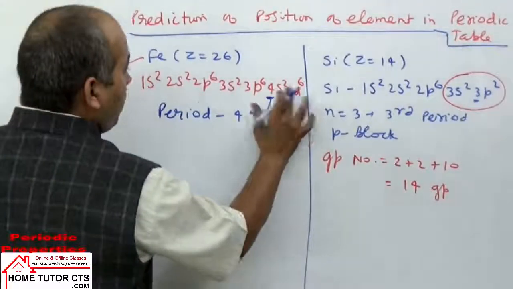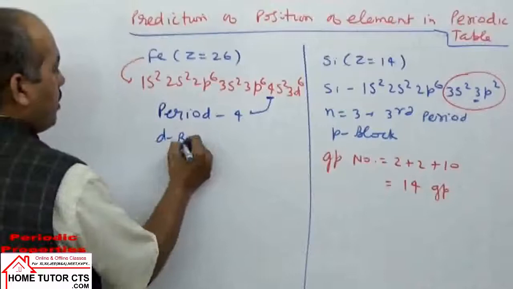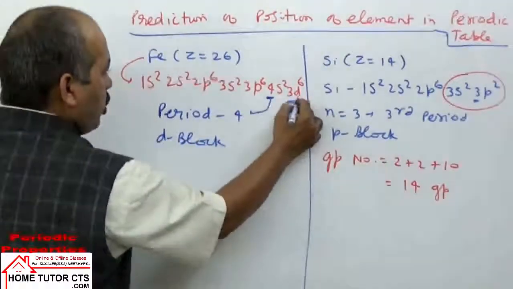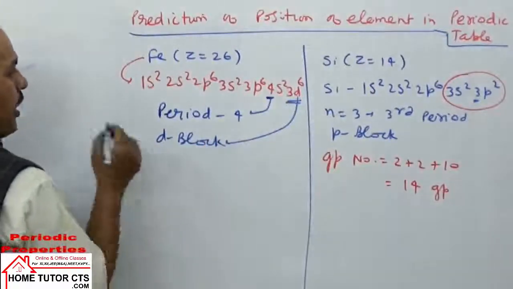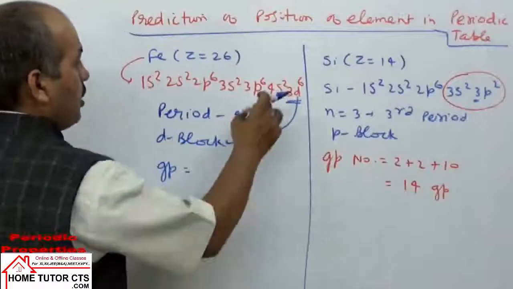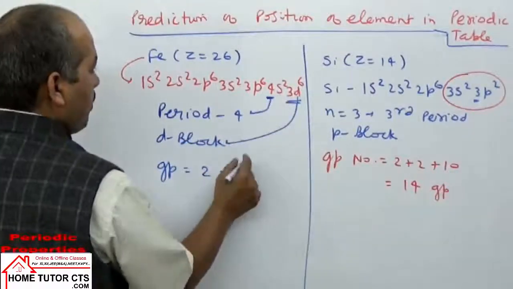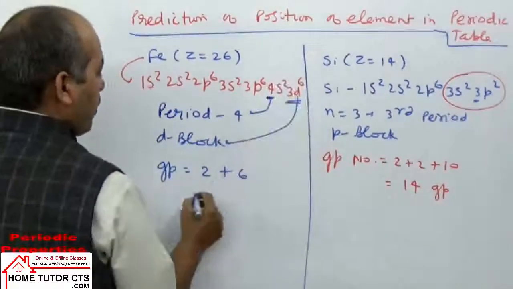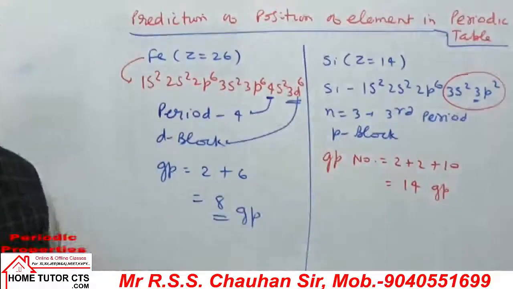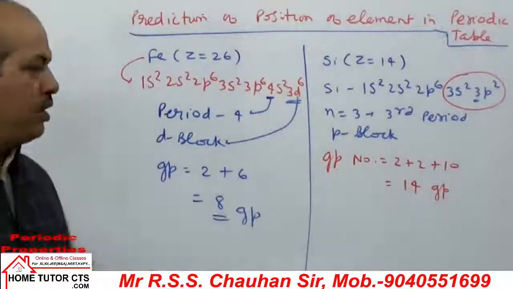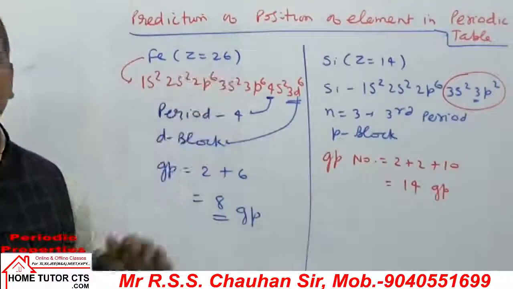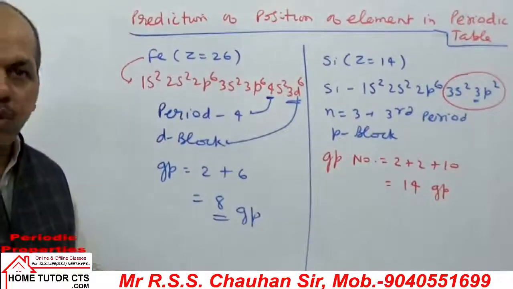The last electron enters d orbitals, so it is a d block element. And for a d block element, what is the group number? It is the number of electrons in ns orbitals plus (n-1)d orbitals. So iron belongs to the 8th group, group number 8, d block, and fourth period. That is how for the elements you can write the configuration.